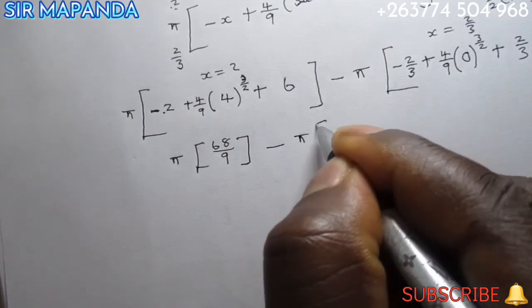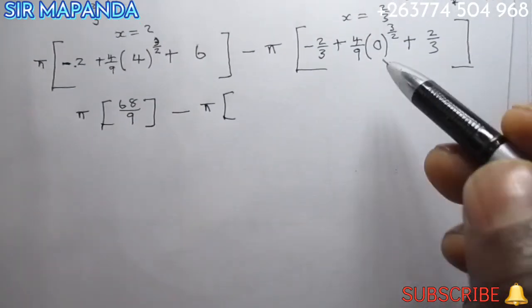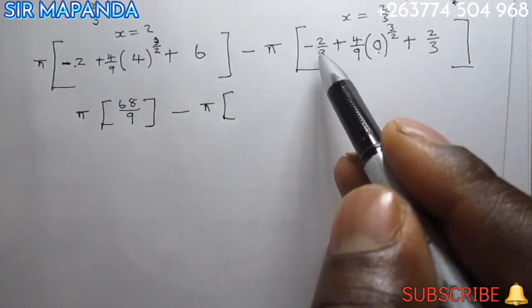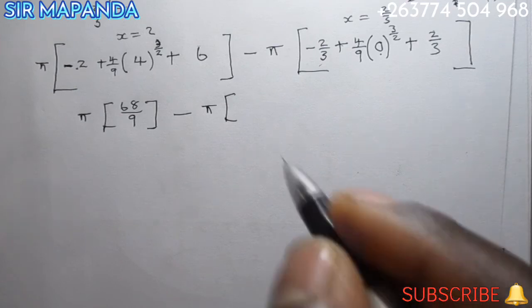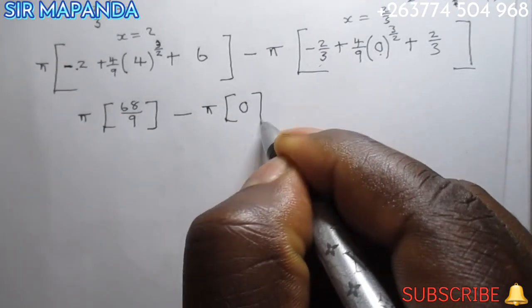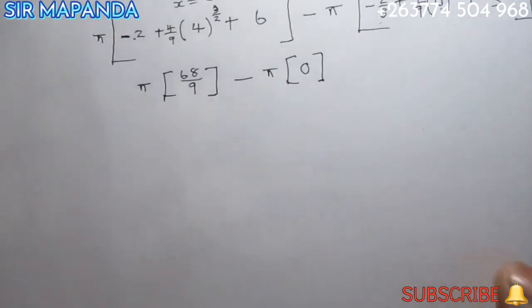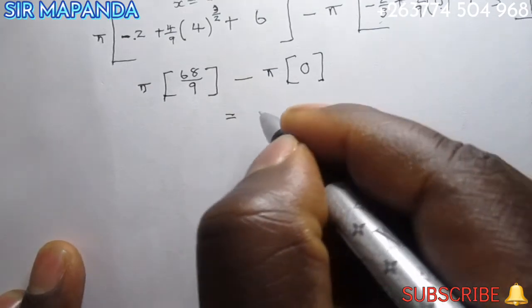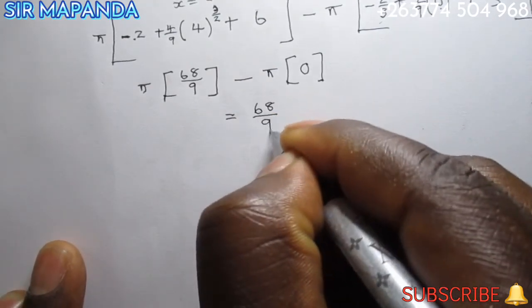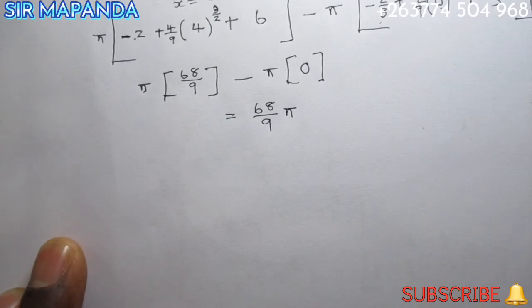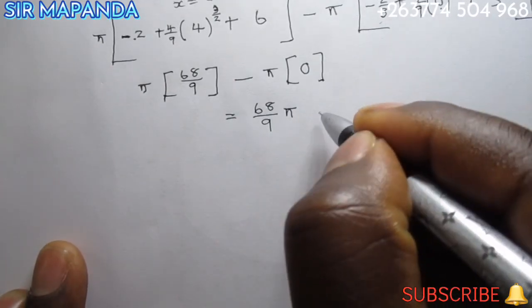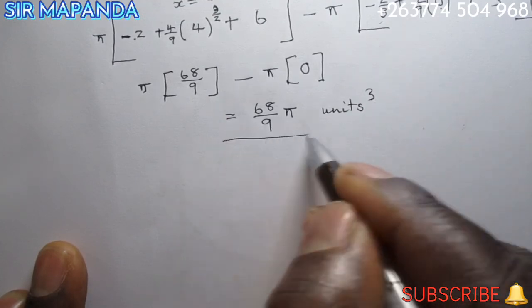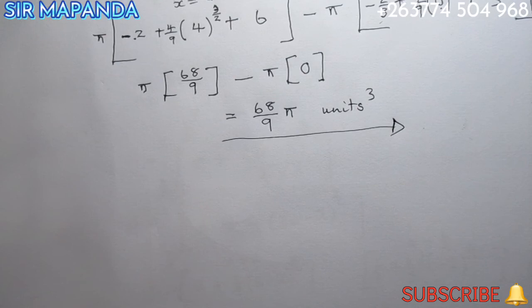Minus pi open bracket. Right, on this one 4/9 becomes 0. Why? Because there is 0 inside the bracket. Then minus 2/3 plus 2/3 is also another 0. So the entire bracket becomes a 0. I hope you are following. Right, so my final answer is pi times 68/9. You get 68/9 pi. Then pi times 0 is 0. So 68/9 pi is our answer, which is presented in cubic units. Then you are home and dry.